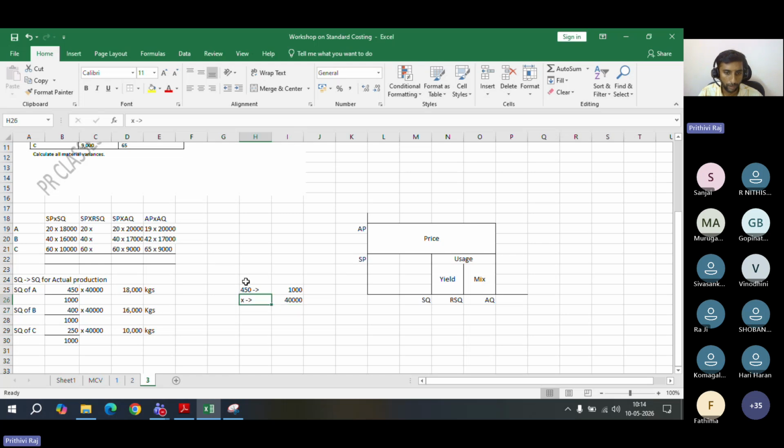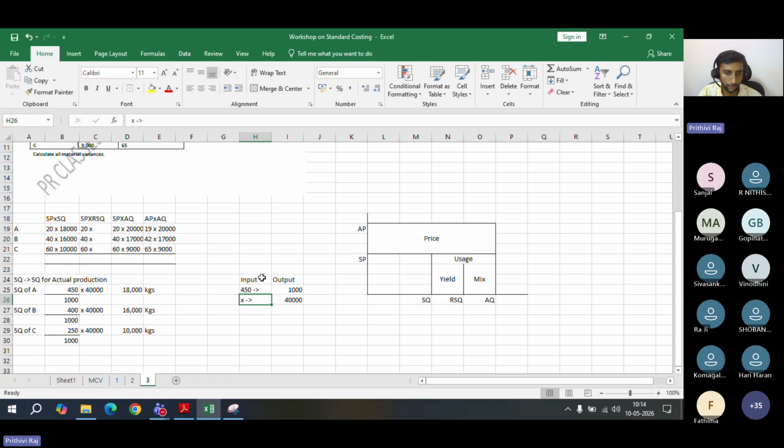What is my input? So this is my input, and this is my output. This is the calculation which I am doing here. This 450 input is for 1000 kg output. Then for 40,000 output, what is my input? This is what I did: 40,000 into 450 divided by 1000. If you come down, that's what I did.